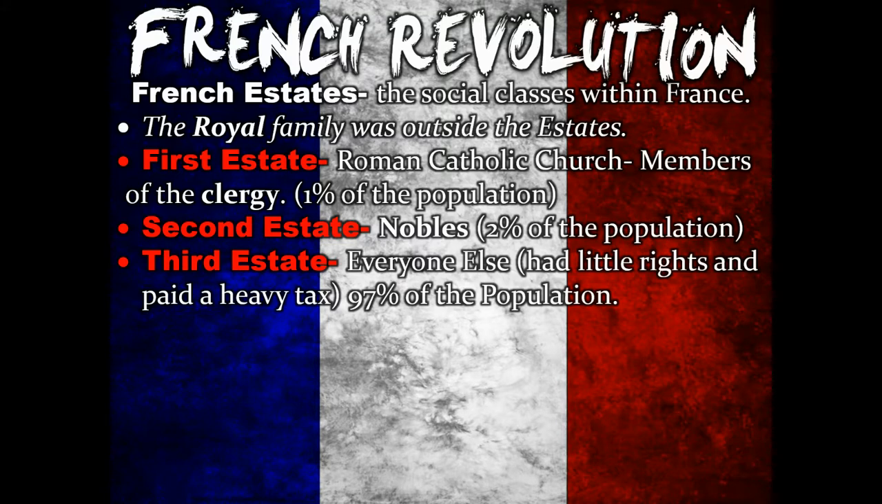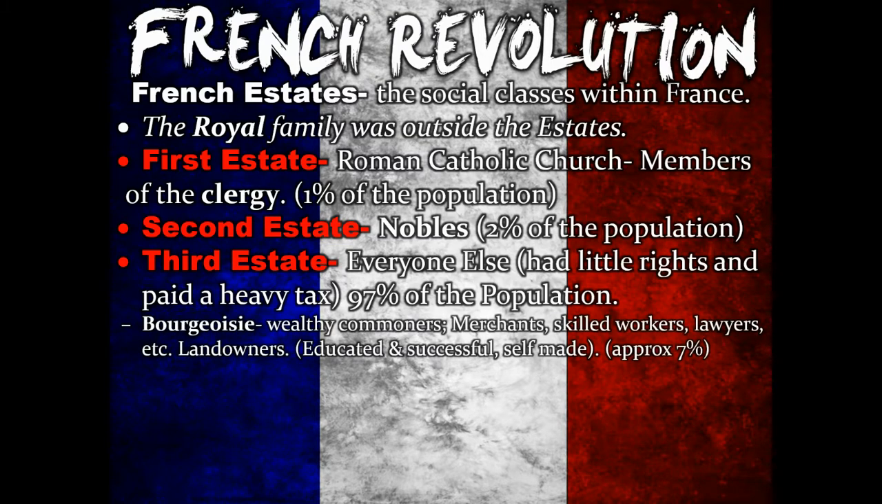Okay. Now, if you notice, there's a little bit of space there because I want to break down the third estate, because to truly understand what is going on in France, you have to understand a little bit of the different aspects of who comprises this 97%. And at the top, you have the bourgeoisie. Okay, these are your wealthy individuals who are commoners. They're educated, they're successful, they're self-made. I mean, they use the term new money, right? These are people who are in some cases just as wealthy as members of the second estate, but they don't have the same privileges and rights that they do. These are going to be the people who are the driving force and the leaders behind the revolution.